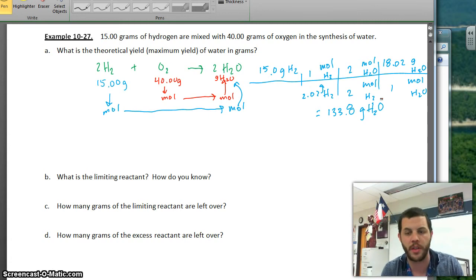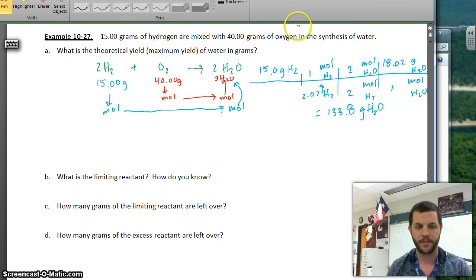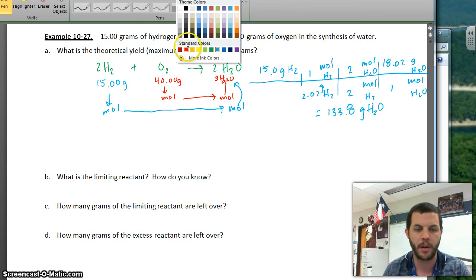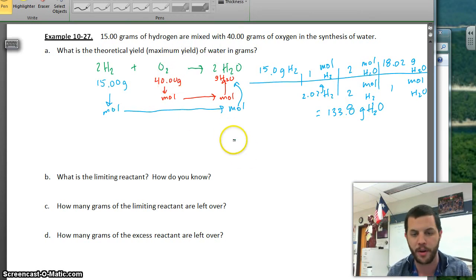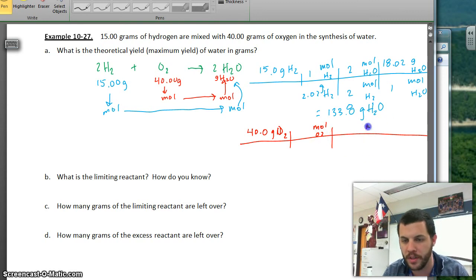Now, that's assuming that my oxygen doesn't limit me, okay? If I have all the oxygen in the world, I can make 133.8 grams of water, okay? Well, let's see how much water I can make if I have 40 grams of oxygen. So 40 grams of O2. Same thing, okay? Grams of O2 to moles of O2, moles of O2 to moles of H2O, to grams of H2O. Bring everything down.